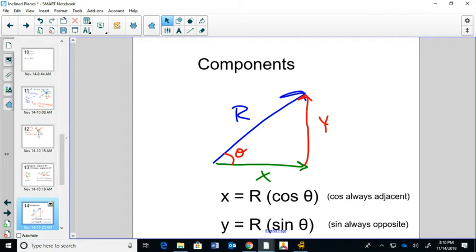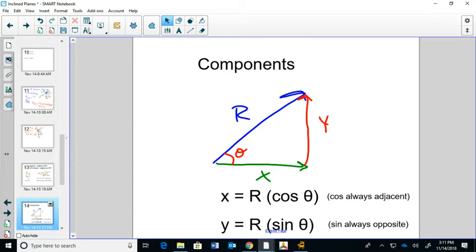Next, we talked about components, where if I have a single vector, I can break that vector into its pieces, both its x and its y. Now, your textbook gives you formulas for x and y. I don't encourage you to memorize formulas. You need to know SOHCAHTOA. Some old hippie came a-hopping through our alley. That's how I know it. That's old school.